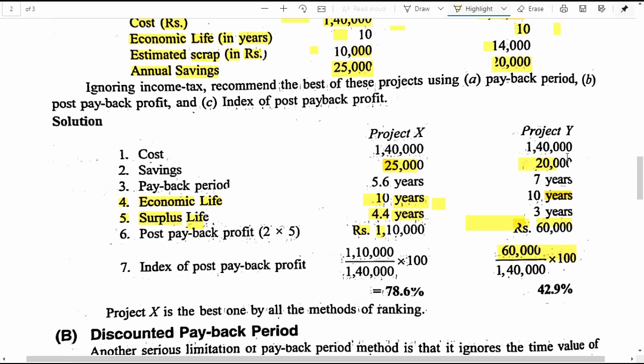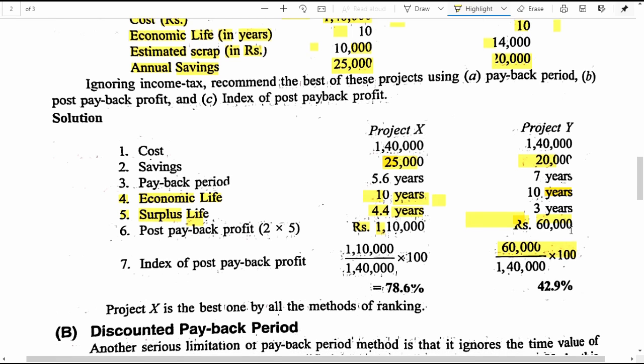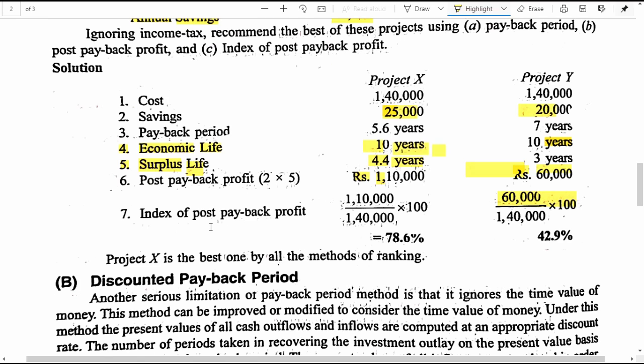For project Y, item 2 is the annual savings of the project, 20,000 rupees. Surplus life according to item 5 is 3 years. So 20,000 into 3 years gives us 60,000 rupees as the post payback profit of project Y. Now let's calculate the index of post payback profit.